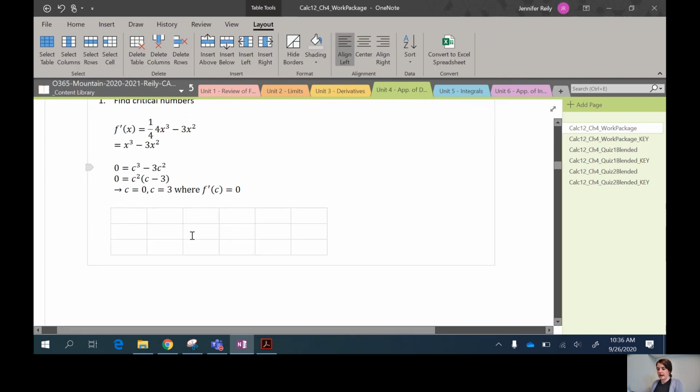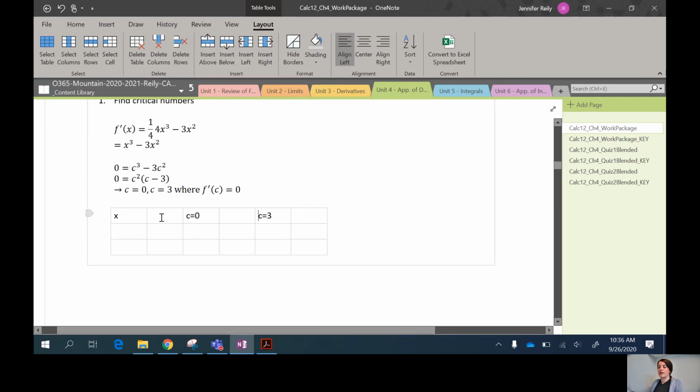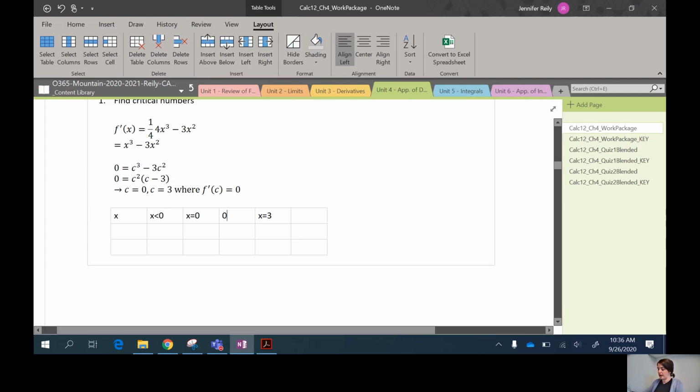Okay, so along this line, I'm going to put some x values. I'm going to be interested in c equals 0 and c equals 3, but also the values of x equals 0 and x equals 3, and also the values of x surrounding these points. So I'm going to look at the area of the graph to the left of 0. I'm going to look at the area of the graph between 0 and 3. And then I'm going to look at the area of the graph greater than 3.